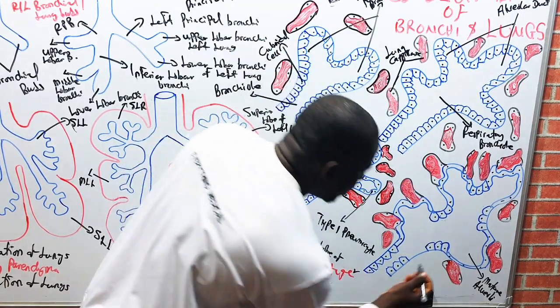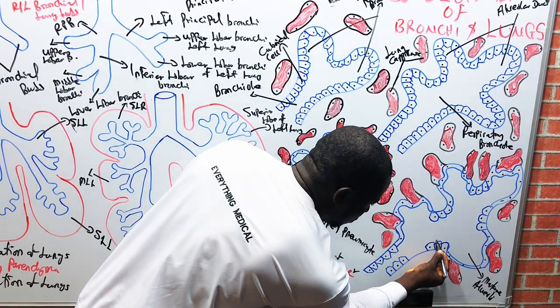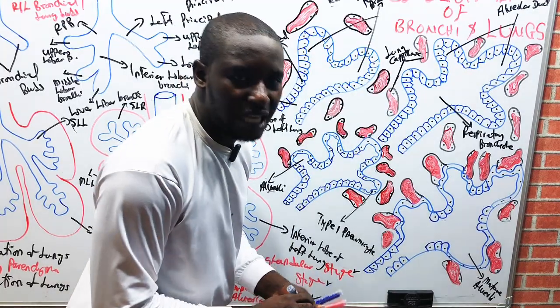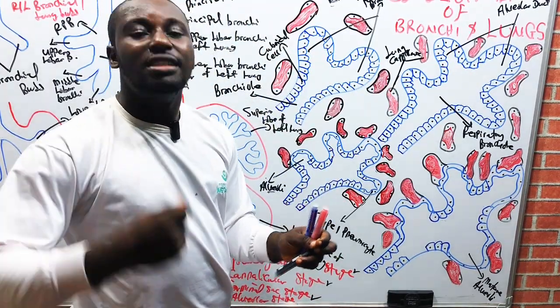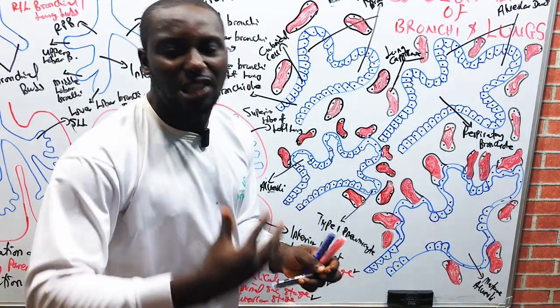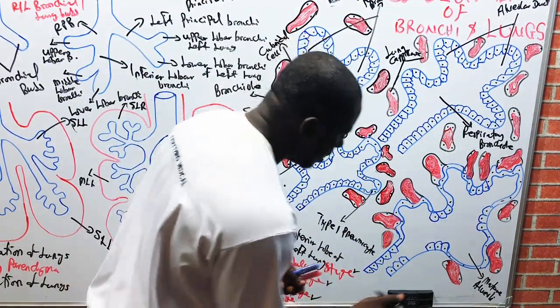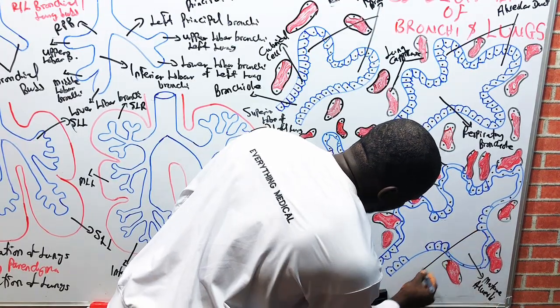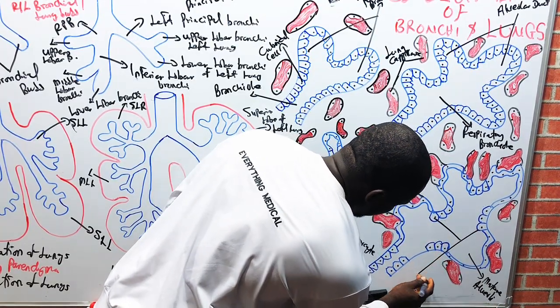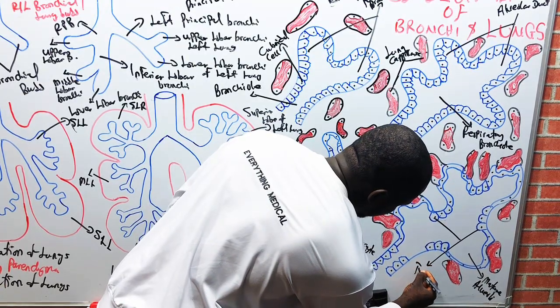Now, you can see that these cells are round. They are called the type 2 pneumocyte because type 2 pneumocytes are round cells, while type 1 pneumocytes are flat cells, endodermal squamous cell, right? So this is type 2 pneumocyte.